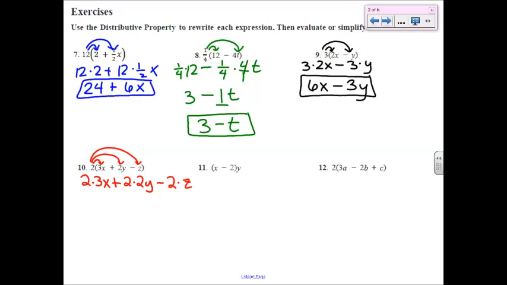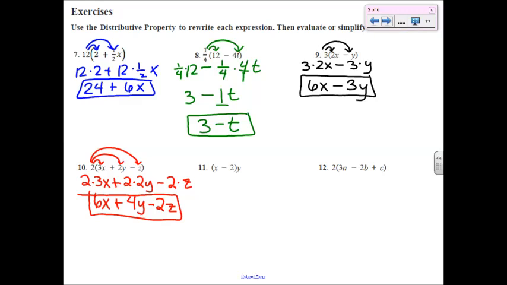2 times 3 is 6x. 2 times 2 is 4y minus 2z. X, y, and z are not the same variable, so I can't combine any of those. And that's as simplified as I can make it.